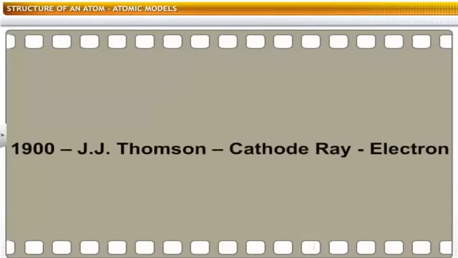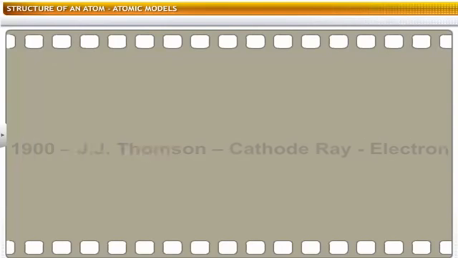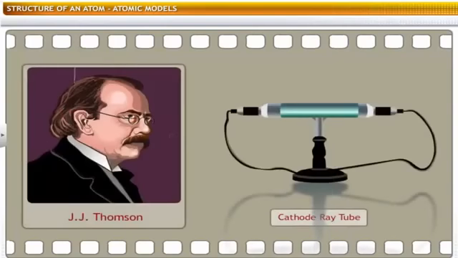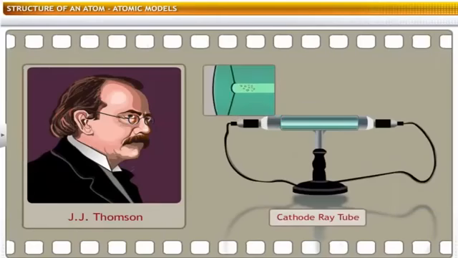Around the year 1900, J. J. Thomson conducted experiments on the beams of particles inside a glass tube called a cathode ray tube. He found that the particles were attracted to the positive terminal of the tube. Thomson concluded that the particles must be negatively charged and called these electrons. An electron has a negligible mass and has a charge of -1.